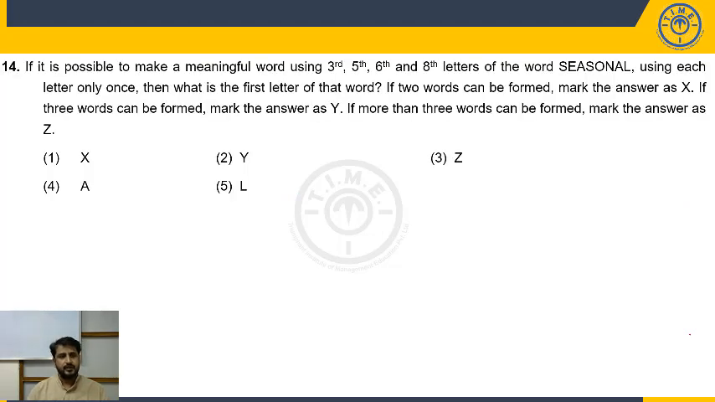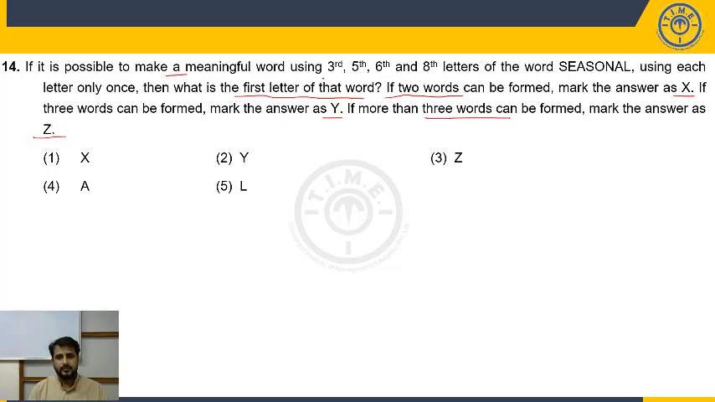Individual questions. If it is possible to make a meaningful word using the third, fifth, sixth and eighth letters of the word seasonal, using each letter only once, then what is the first letter of the word? If 2 words can be formed, mark your answer as X. If 3 words can be formed, mark the answer as Y. If more than 3 words can be formed, mark the answer as G. So if it is only one meaningful word, your answer will be the first letter of the word. If 2 words, your answer is X. If 3 words, your answer is Y. If more than 3 words can be formed, your answer is G.